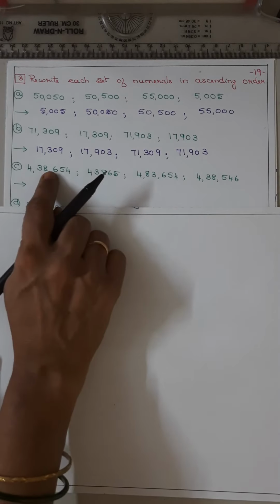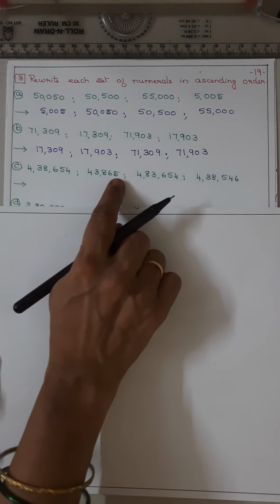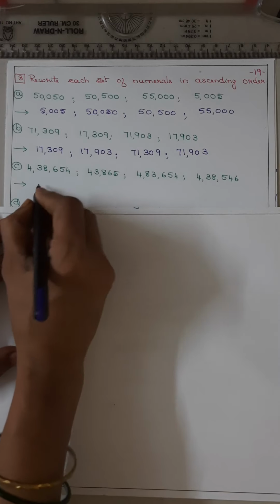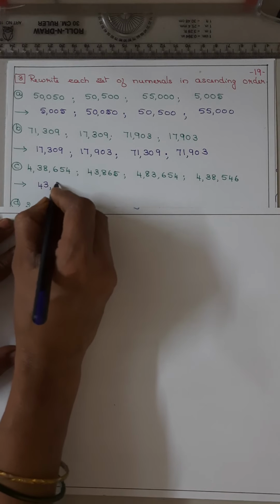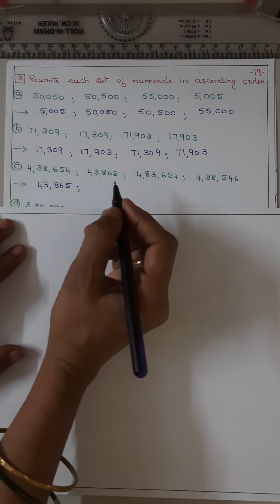Now coming to question number C. It is 6 digit, 5 digit, 6 digit, 6 digit. So the 5 digit has to be written first. So 43,865. Next it is a 6 digit.